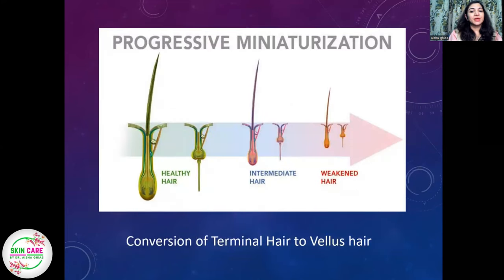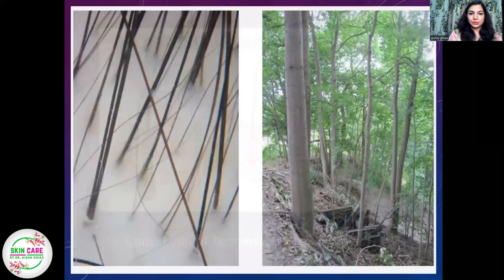So as you have gone through the text, in androgenic alopecia or male pattern hair loss, there obviously is a miniaturization of the hair follicle and the conversion of the terminal hair to the vellus hair. This is the pathogenesis of androgenic hair fall. And this is the miniaturized hair that you see on the trichoscopy. Well, on the left-hand side, as you can see, the trichoscopy of the androgenic hair loss, androgenic alopecia.